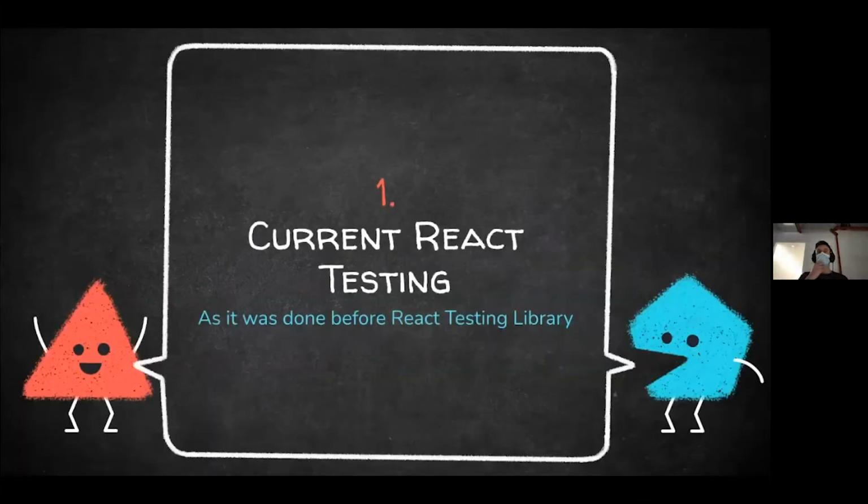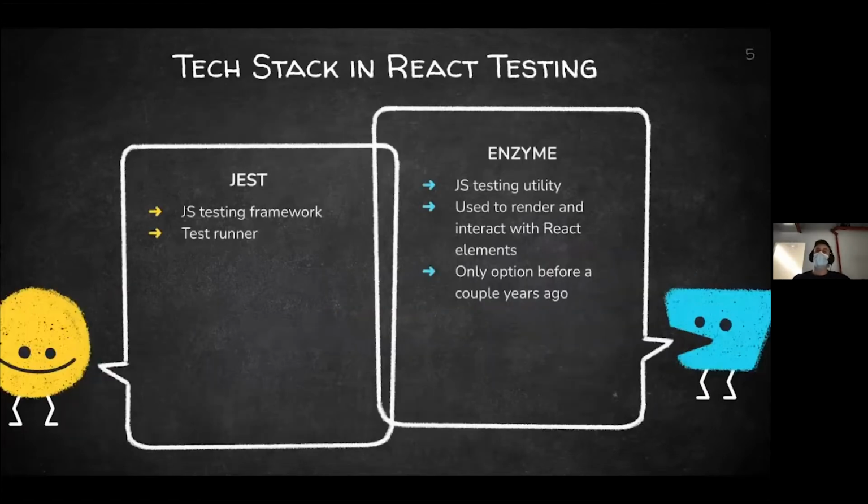So how is React testing done? Well, how was it done before React testing library was born a couple of years ago? The main stack for React was using Jest and Enzyme. Jest is the testing framework, the test runner, the one that runs. It doesn't have anything to do with React. It's just a JavaScript testing library.